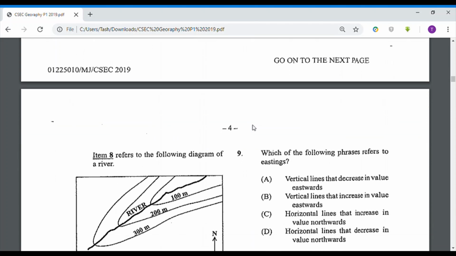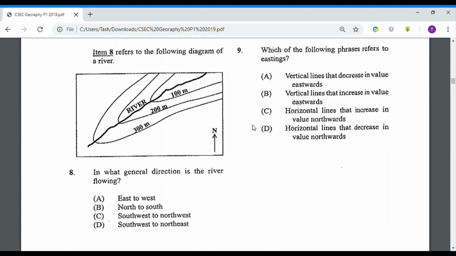Let's go to number 8. Number 8 refers to the following diagram of a river. In what general direction is the river flowing? Alright, let's look at the answers. Now let's look at the graph first. So we are seeing the river and we are seeing all the contour lines here.